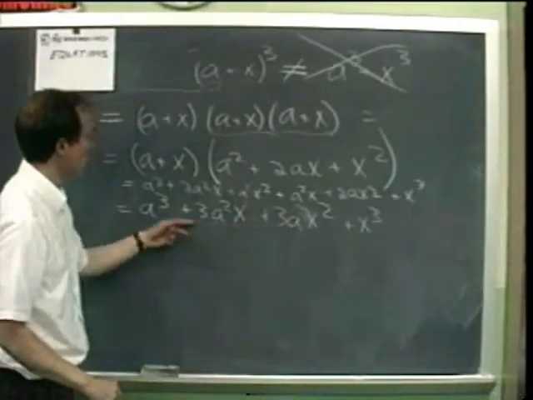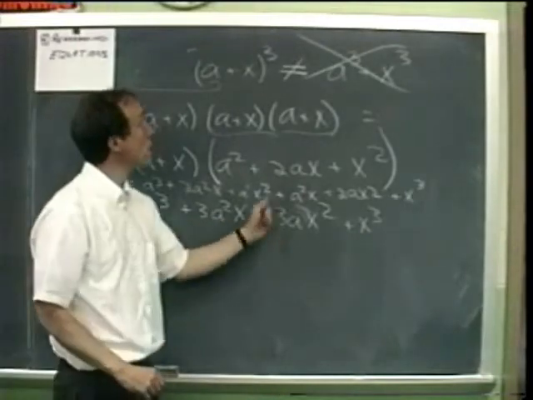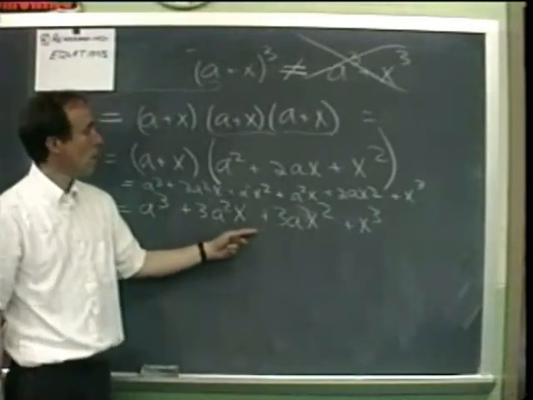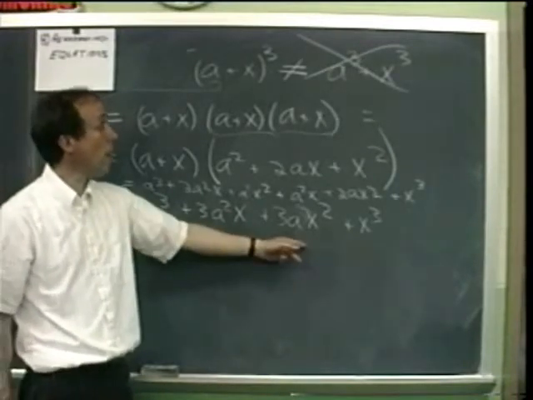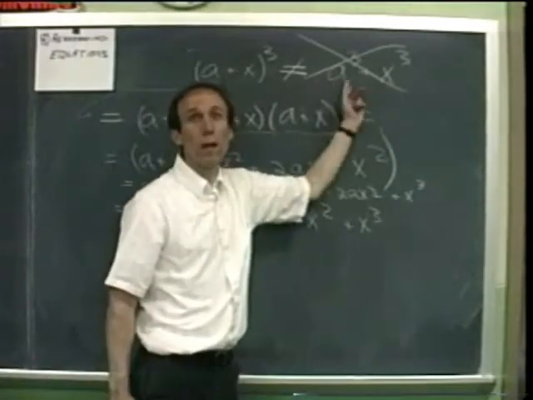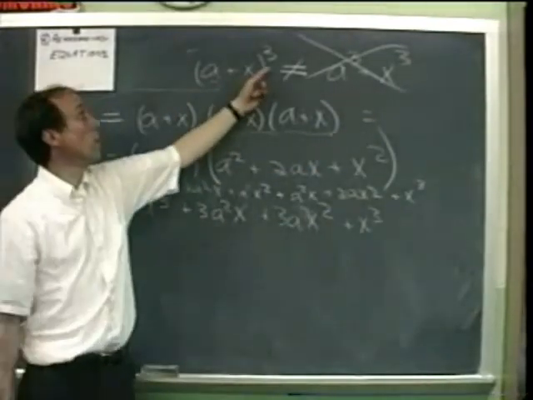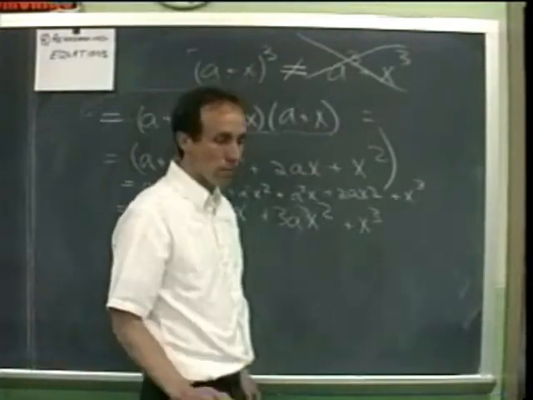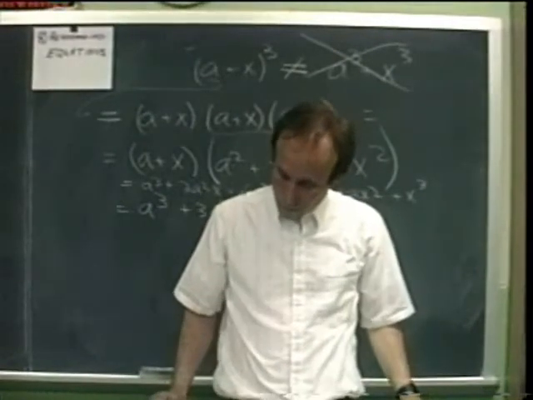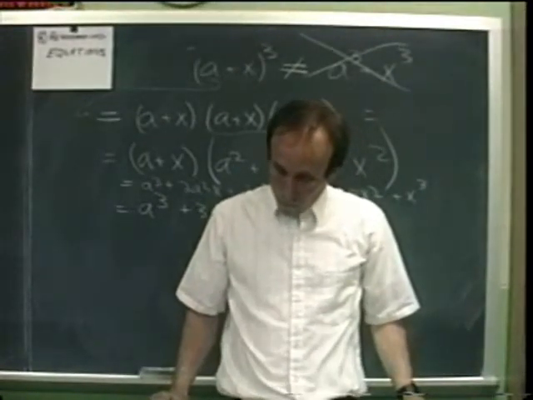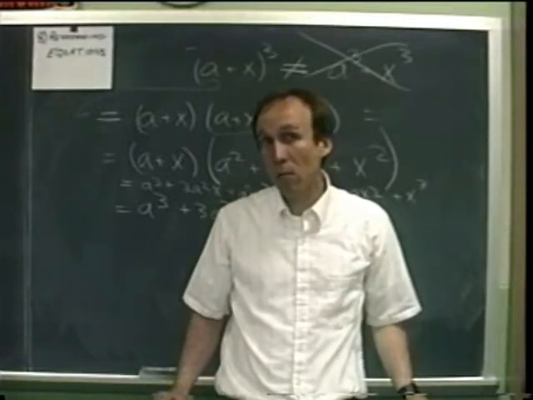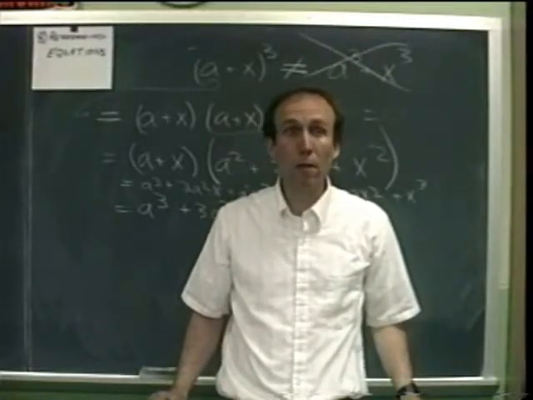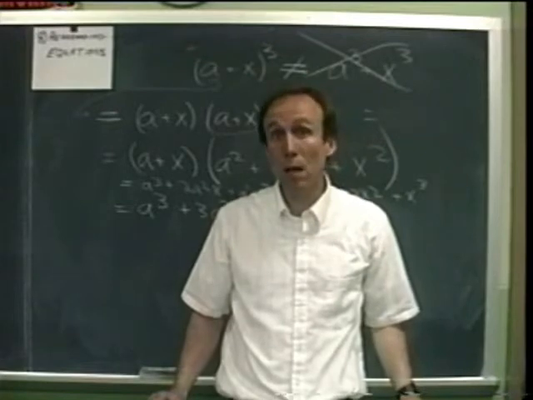So clearly, this has these two additional terms, the 3a squared x and 3ax squared that we omitted had we just assumed that we could distribute this cube throughout. The square root and powers are distributive over products instead of sums.